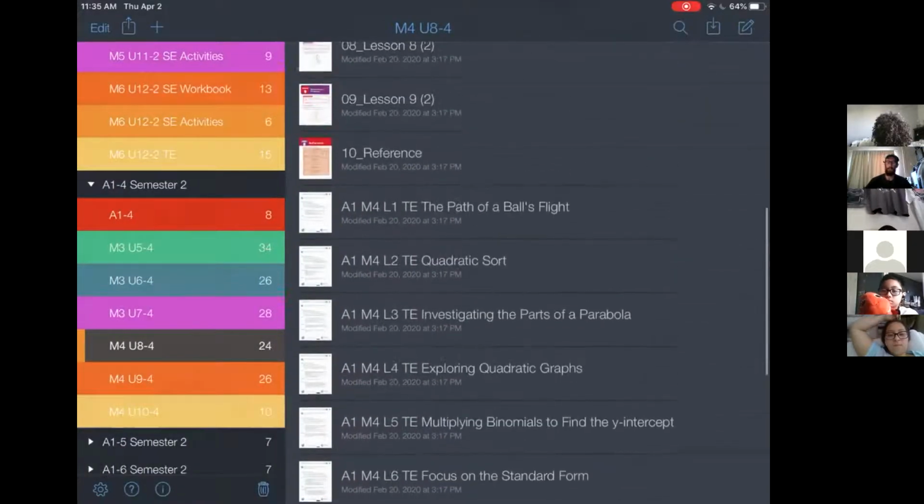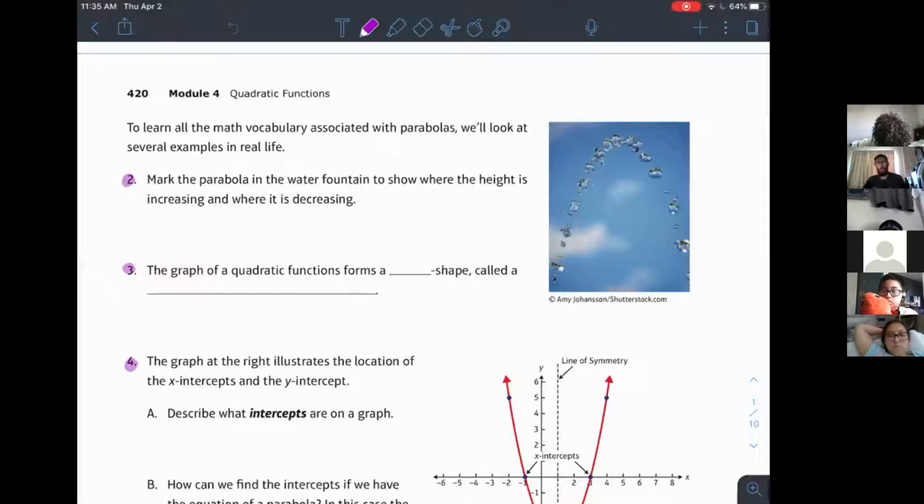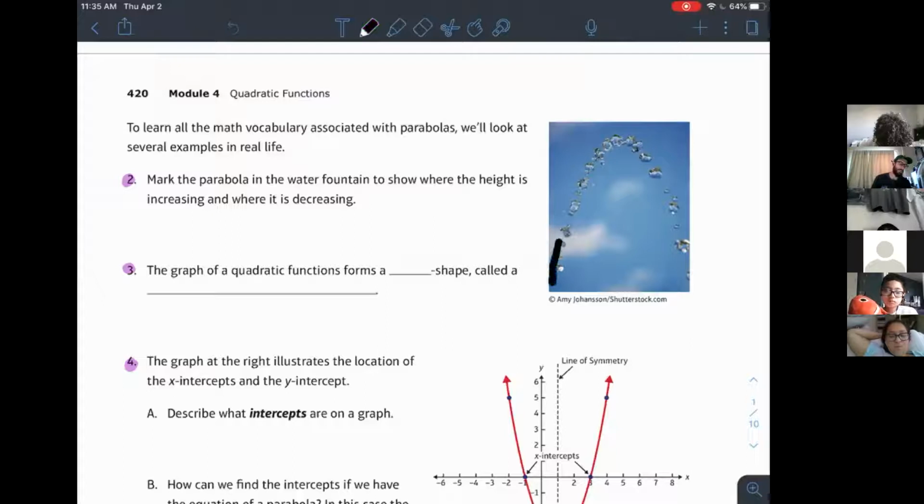Lesson 3, page 420, I believe it is. Yep. Okay, cool. So we're on page 420. Number 2 is what we're going to start off with. We have a kind of like from a water fountain, so to speak. And on number 2, they want us to mark the parabola in the water fountain. And here's how we can do that. Ready? I'm basically tracing the water, and sure enough, it looks like a parabola. Sweet. So mark the parabola in the water fountain to show where the height is increasing and decreasing.